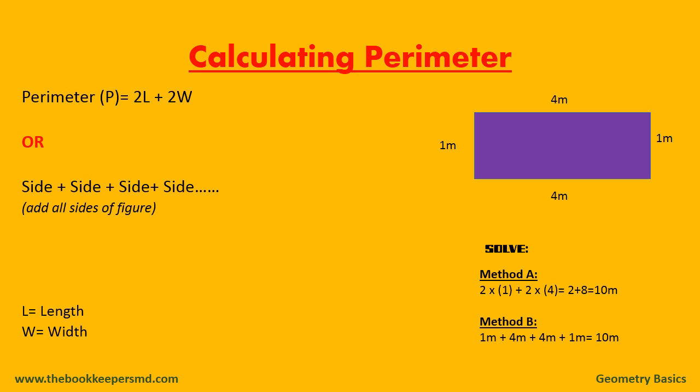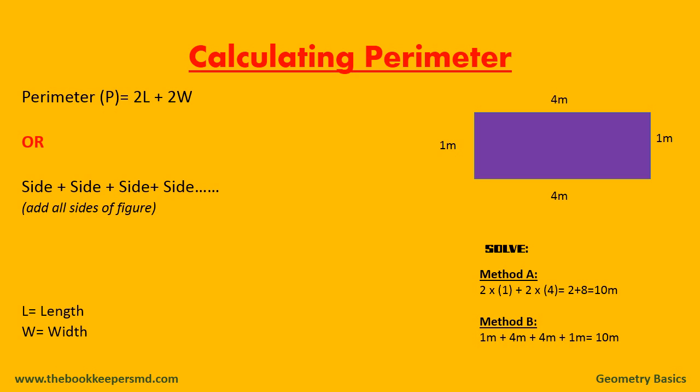Using method A, as you can see, we will multiply 2 times 1 because 1 is the length of the shape, which in some cases is the height, but I don't want to use the term height because it can get confusing, because height is actually used to measure another aspect of the figure. So for now, we're going to say how tall the figure is. The length is how tall, the width is how wide. So 2 times 1 meter, which is our length, plus 2 times 4 meters, which is our width, gives us 2 plus 8, which equals 10 meters.